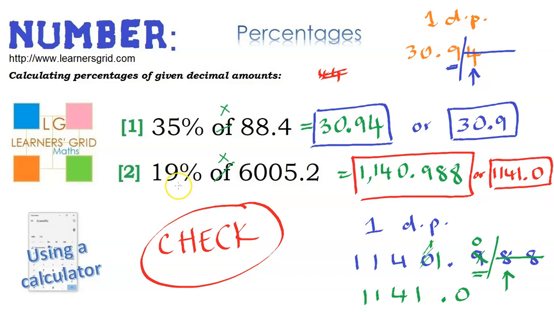19%, that's way less than 50%. So 50% of 6,000 is 3,000. And if I go to 25%, so I halve that again, I'm going to end up at 1,500. Now 25 is kind of close to 19. So my answer needs to be lower than 1,500. And it is lower than 1,500. So again, it's kind of reasonable. And that really is all there is to this kind of problem.